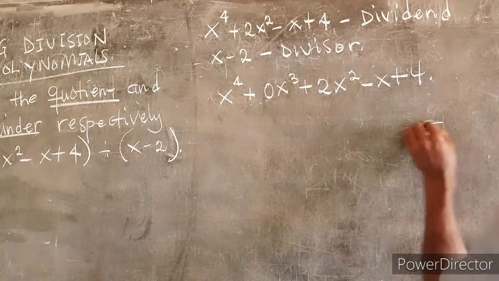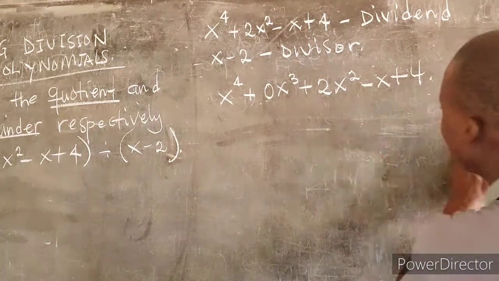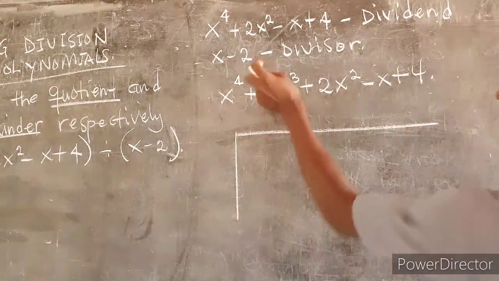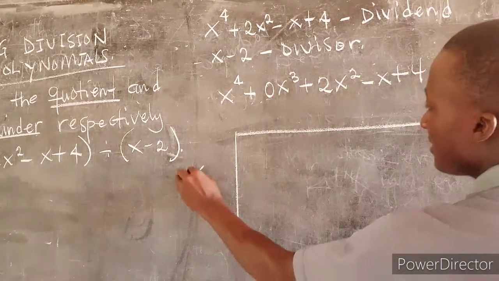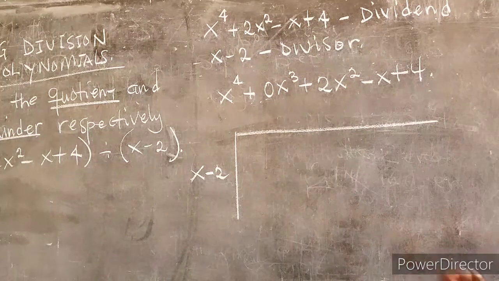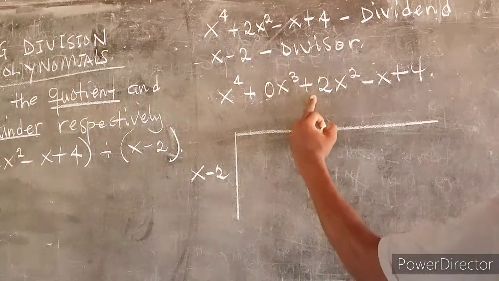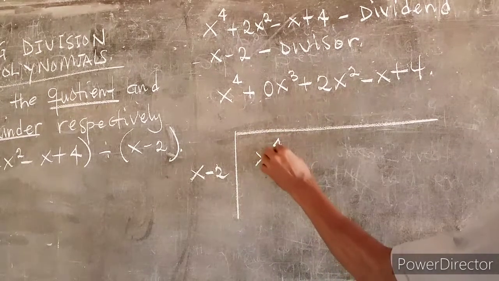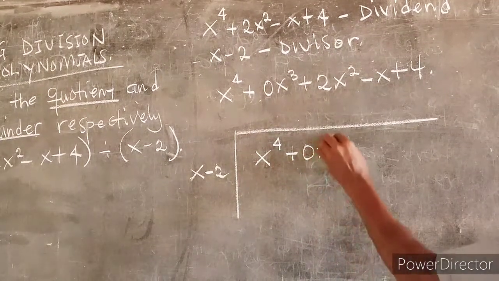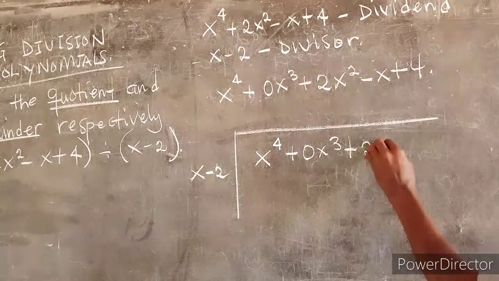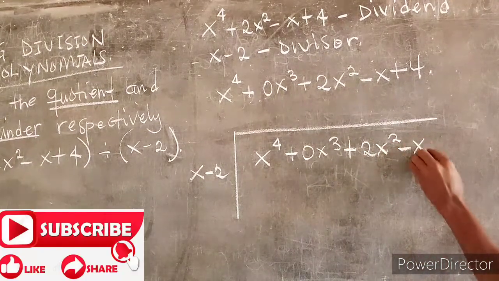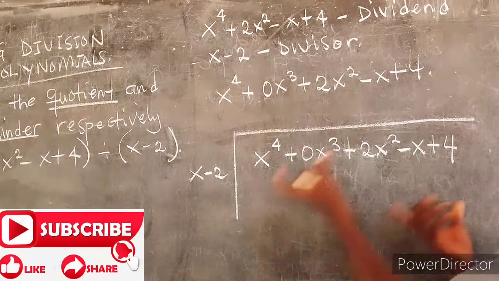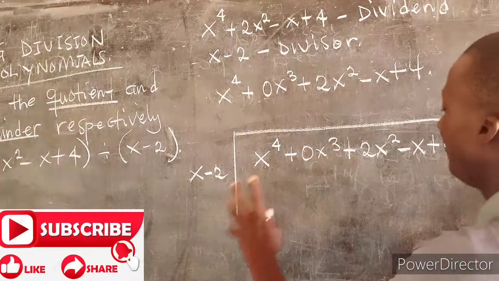So we draw our long division sign, which is like this. The divisor comes outside as s minus 2, and our dividend comes inside, because our new dividend becomes s raised to the power 4 plus 0s cubed plus 2s squared minus s plus 4. Now we have placed them on the division sign.